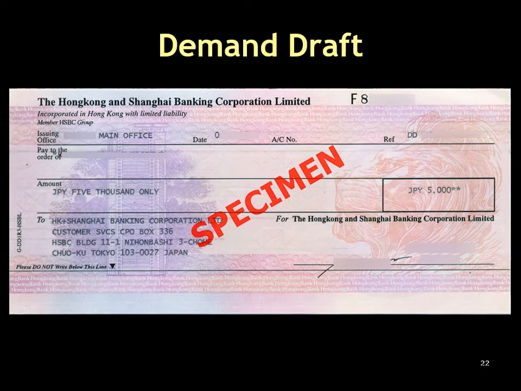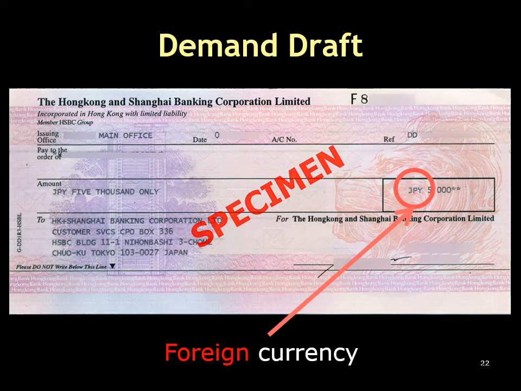This is how a demand draft looks like. This is all issued by HSBC. The currency is foreign currency, Japanese yen. All right.